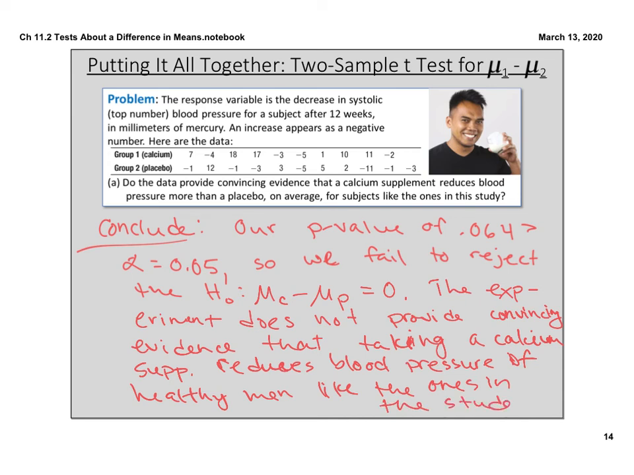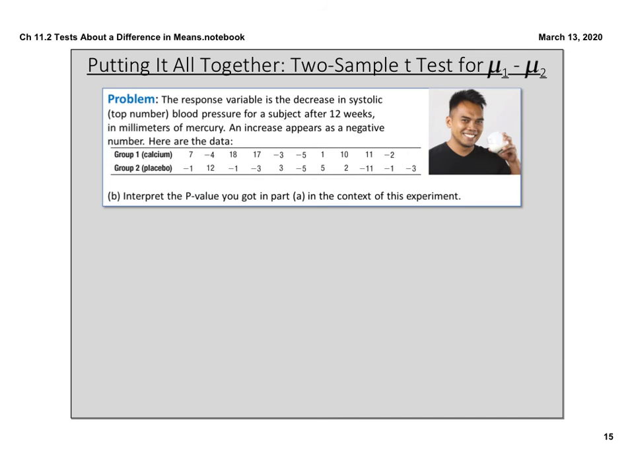All right, there we go. There you have it. So state, plan, do, conclude for a 2-sample test. Let's look at part B. It says interpret the p-value you got in context of this experiment.